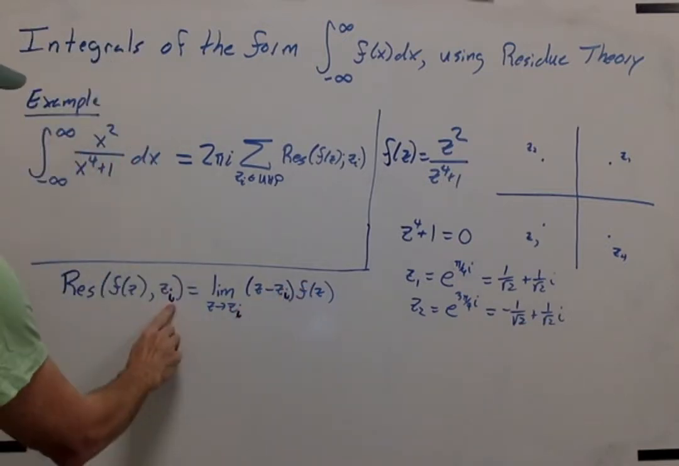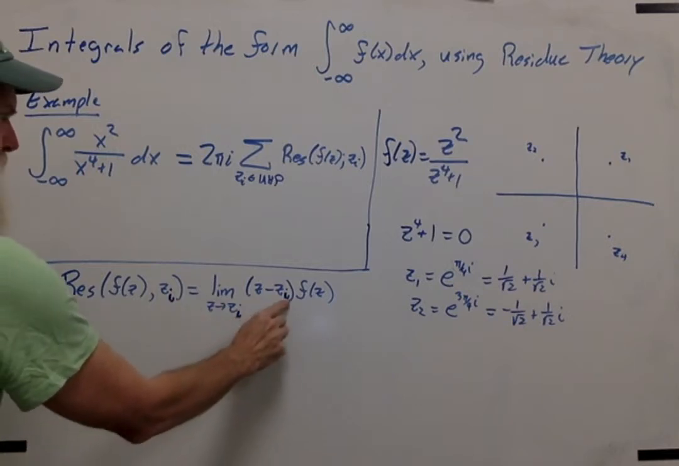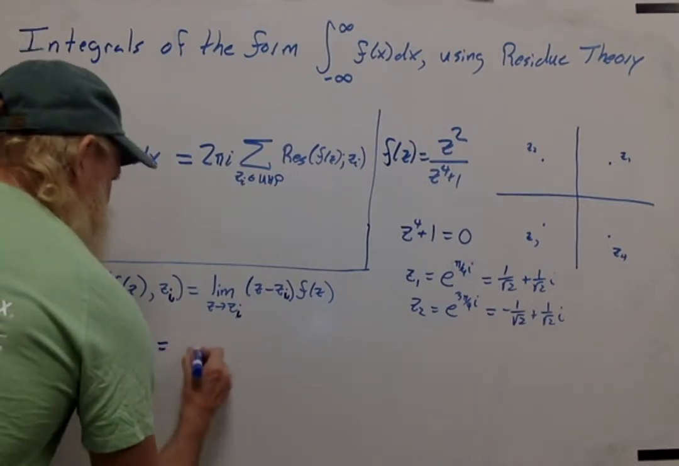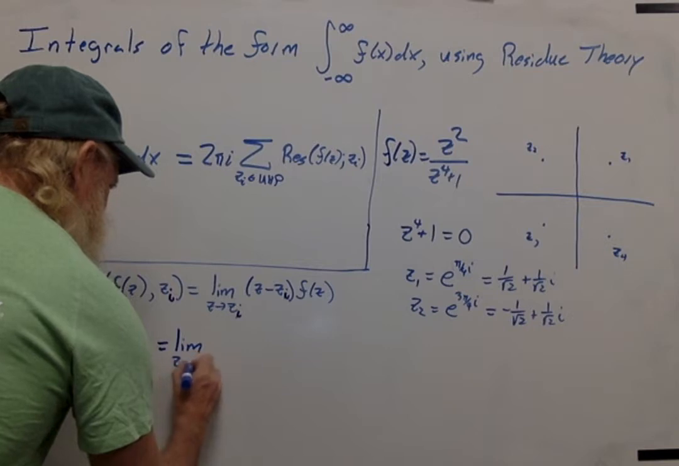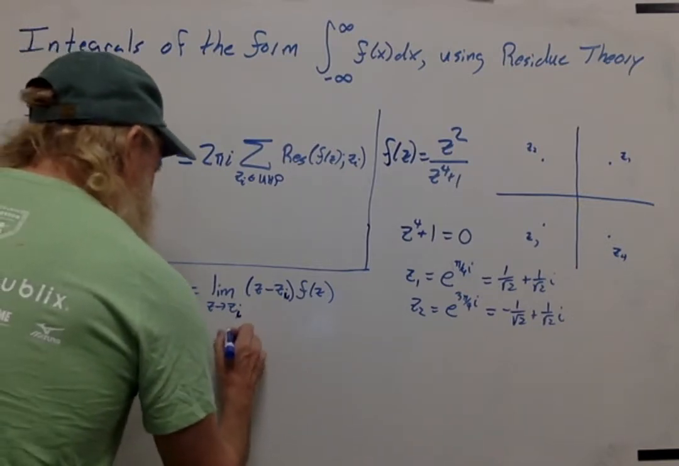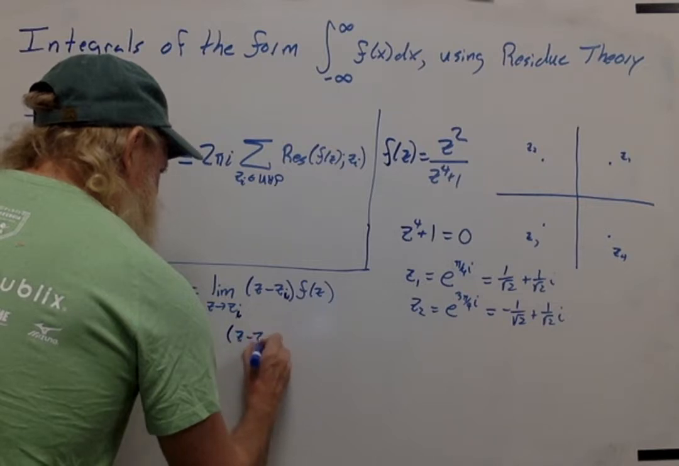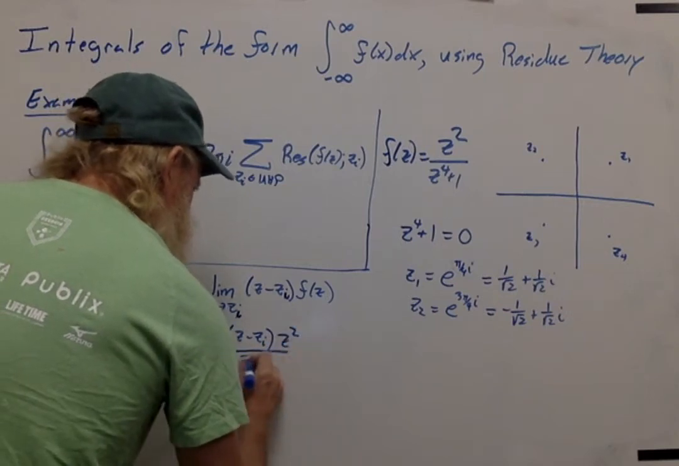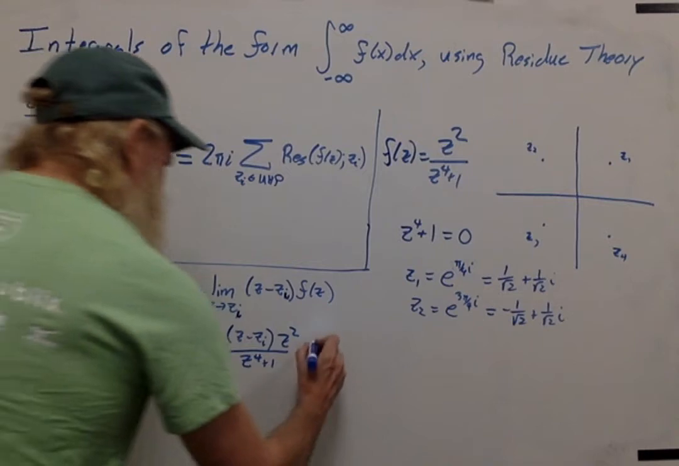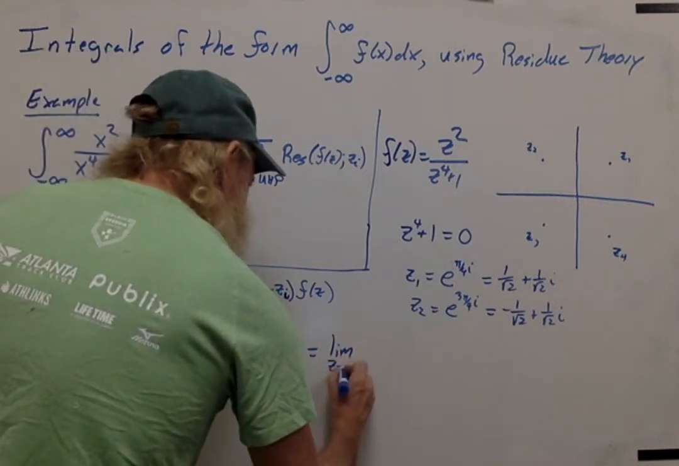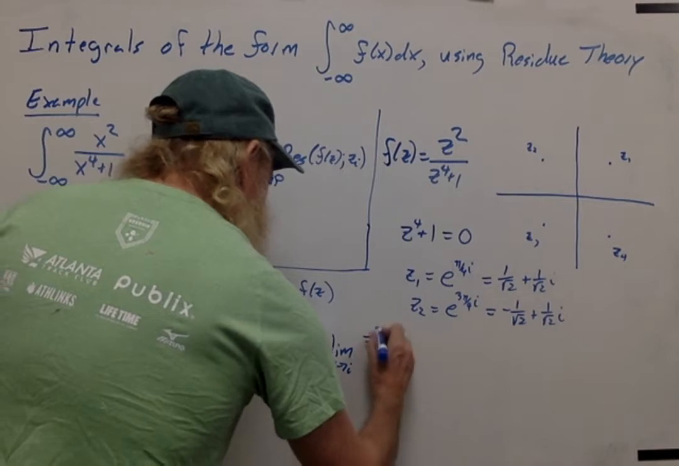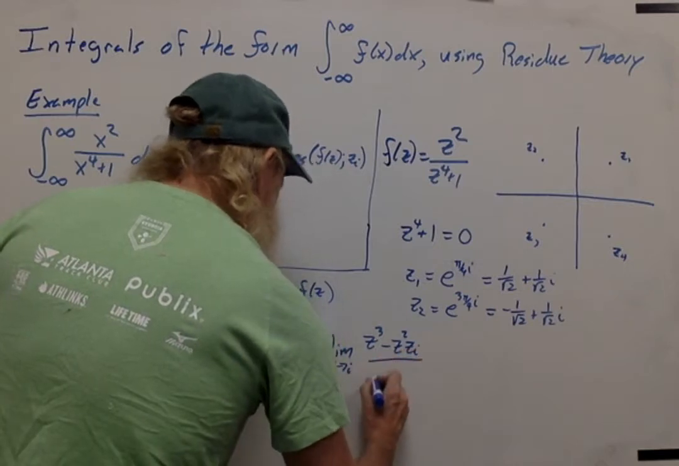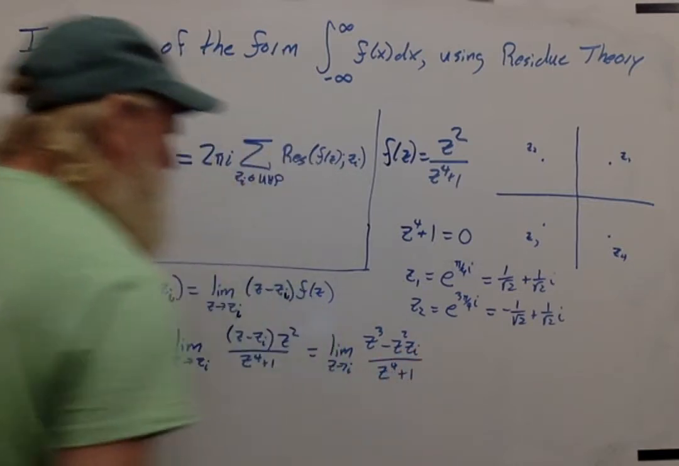I want to find the residue at z1 and at z2. So let me just put a z sub i in here, and then later on we'll look at those 2 cases separately. So this is the limit as z goes to z sub i of z minus z sub i multiplied by z squared over z to the fourth plus 1. Which is the limit as z goes to z sub i of z cubed minus z squared z sub i over z to the fourth plus 1.